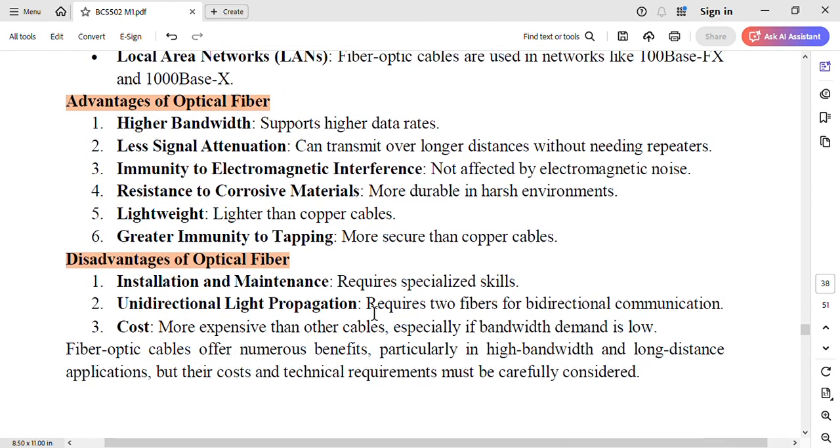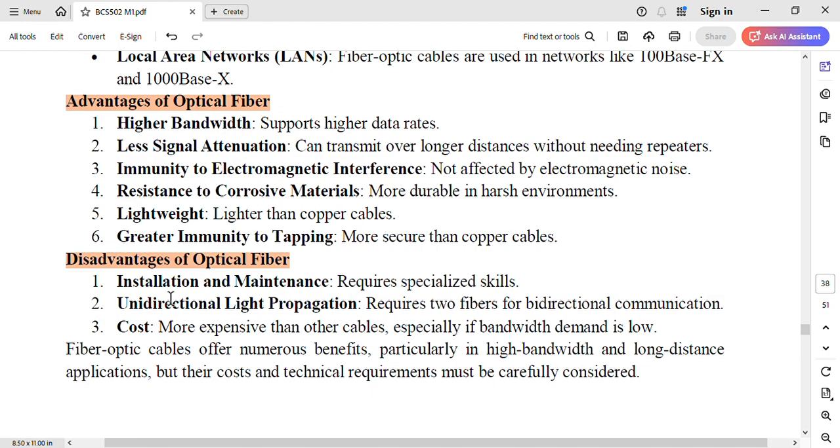And then in the question they have asked for advantages of optical fiber. Higher bandwidth supports higher data rates. Less signal attenuation, so it can transmit over longer distances without needing a repeater. Immunity to electromagnetic interference, not affected by electromagnetic noise. Resistance to corrosive materials, more durable in harsh environments. Lightweight, lighter than copper cables. Greater immunity to tapping, more secure than copper cables.